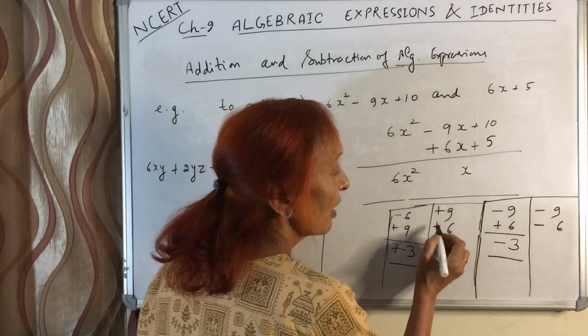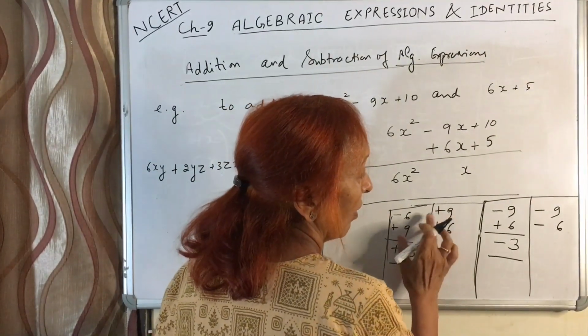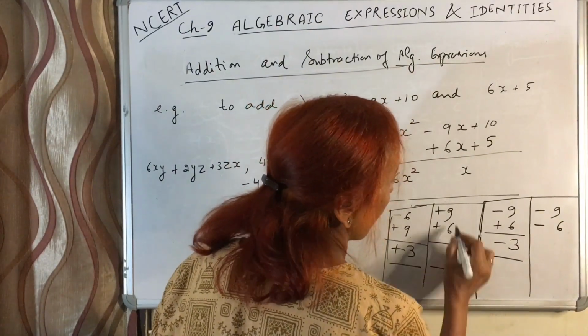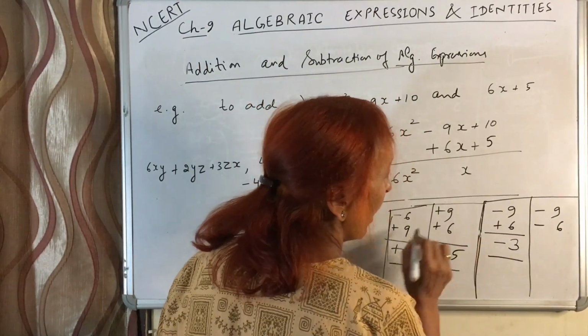When there is the same sign for both the numbers, what you have to do is add 9 and 6, that is 15, and put the same sign.